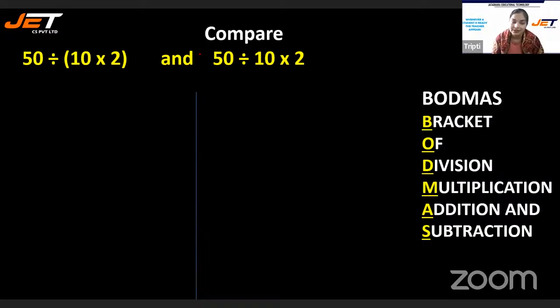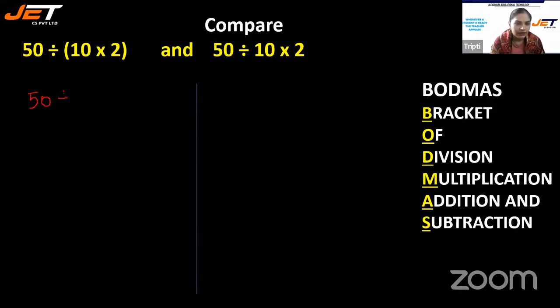I hope it's done. All right, so let's see how we are doing it. 50 divided by (10 times 2): 10 times 2 is 20. So here we will get the answer as 2.5.